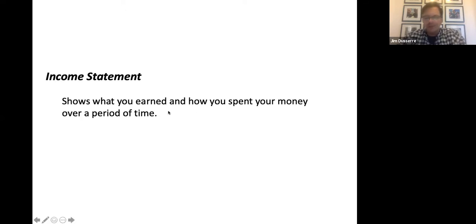An income statement basically shows what you earned and how you spent your money over a specific period of time. Make sure it's at the top. It says this is from January 1st, 2021 to March 31st, 2021. So that would be your income statement for the first quarter of that year. That just basically shows you what you've earned and how you spent your money over a period of time.